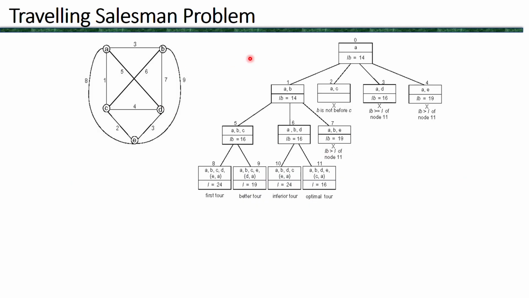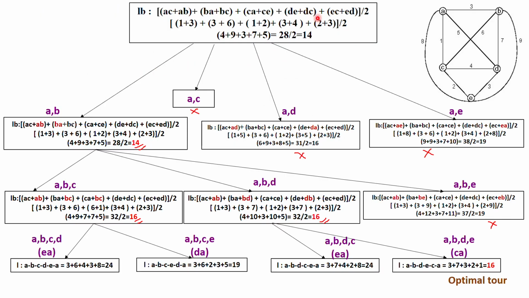The same thing is explained in the form of this graph here. And what do you call this graph? This graph you call a state space tree. Usually in branch and bound and in backtracking, you will get the solution with the help of a state space tree. Is it clear now?